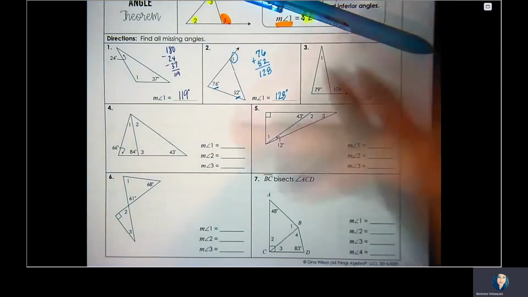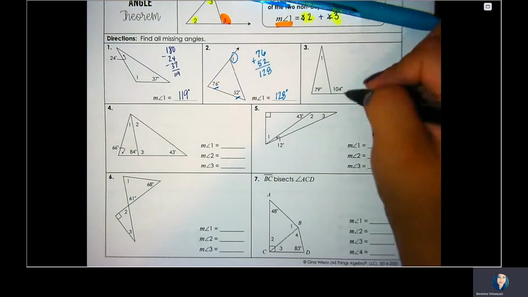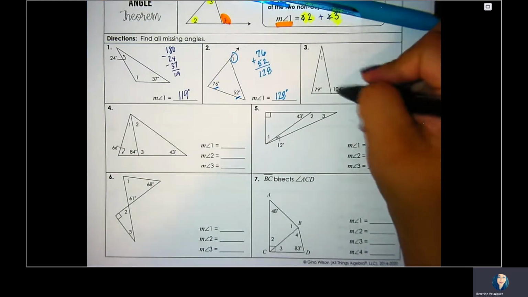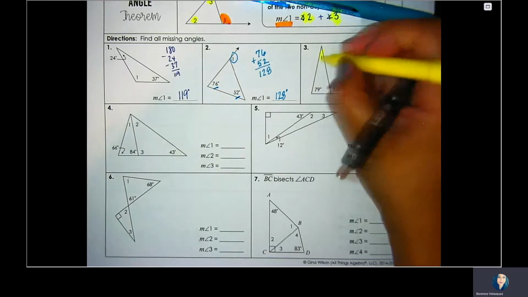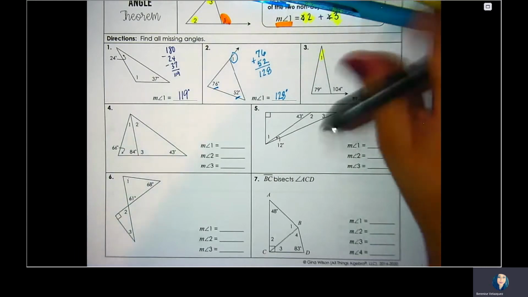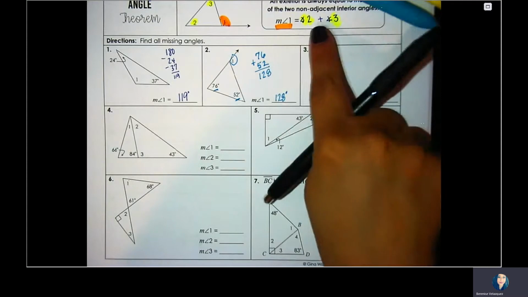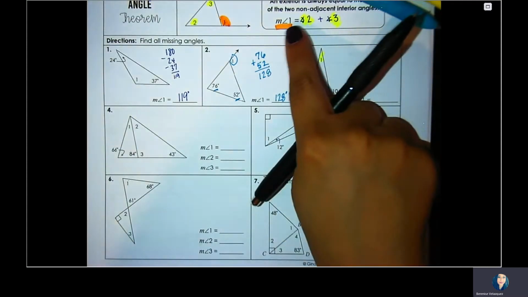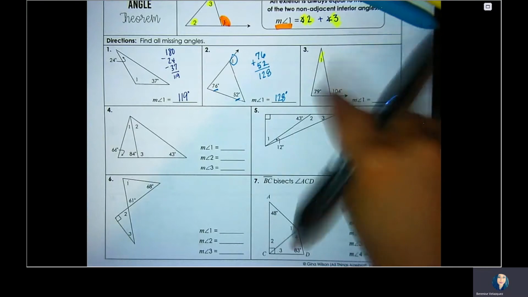Okay, obviously they throw you for a loop and they start changing it. So let's look at angle 3. Here's the exterior angle, but it's not missing. The one that's missing is actually on the inside. Okay, so the theorem actually doesn't change, so it's still kind of visible up here. You're still going to take the measure of angle 1 equal to the measure of angle 2 plus the measure of angle 3. So we're going to set it up that way.